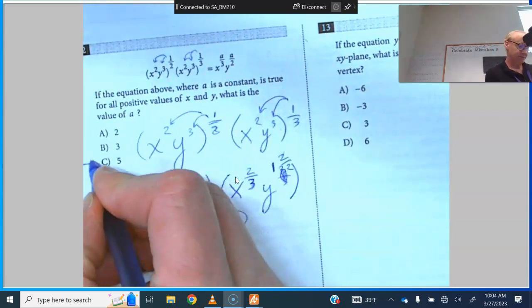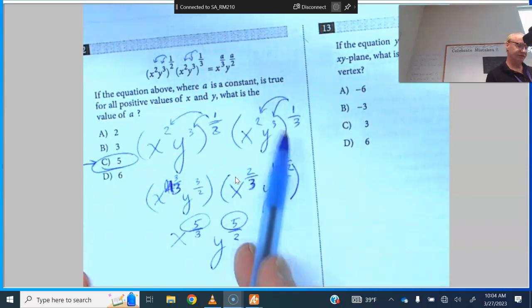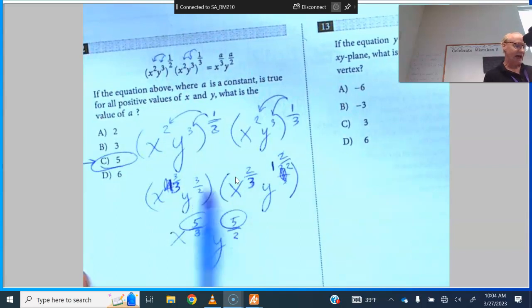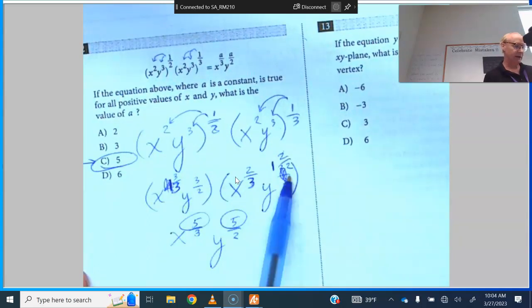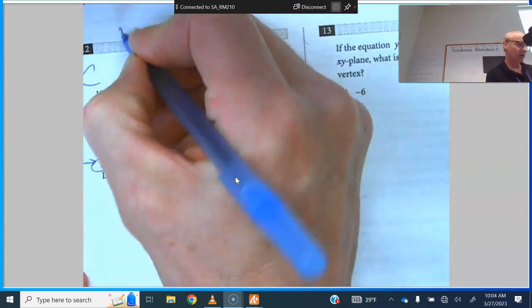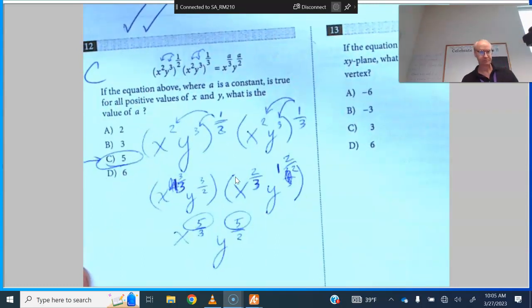Hard to see. It requires that you know that you have to distribute and multiply exponents here. You have to add these. You also have to get a common denominator. There's a lot of stuff going on in these. But it's definitely 5, and I am almost certain. I'd say 99% on that one.